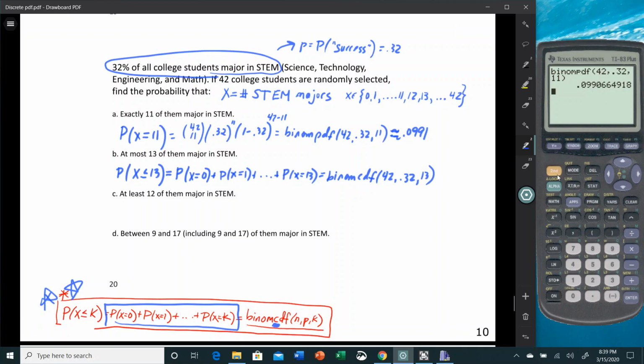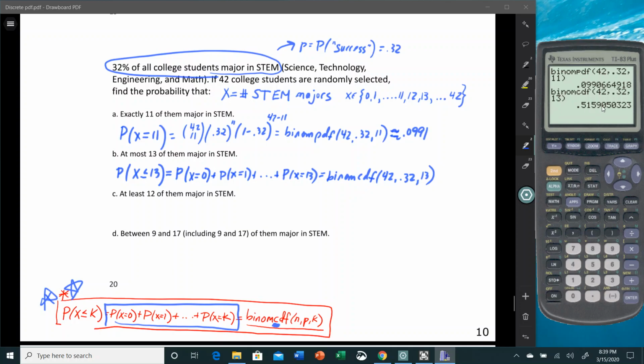So if we go back to distributions, underneath the PDF is the CDF, the cumulative distribution function. And if we use this one, again, number of trials is 42, probability of success in a trial is 0.32, but now the upper bound is 13.